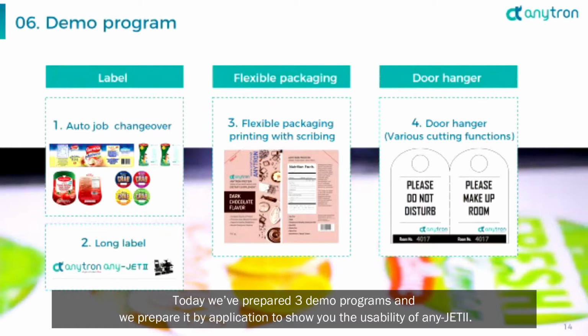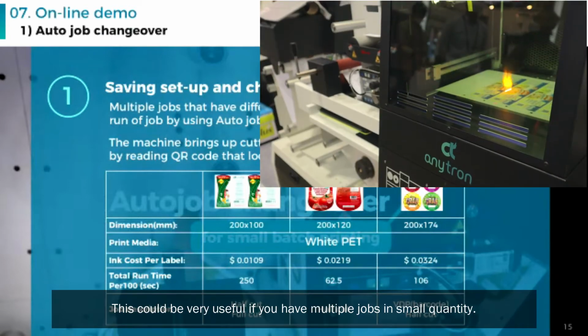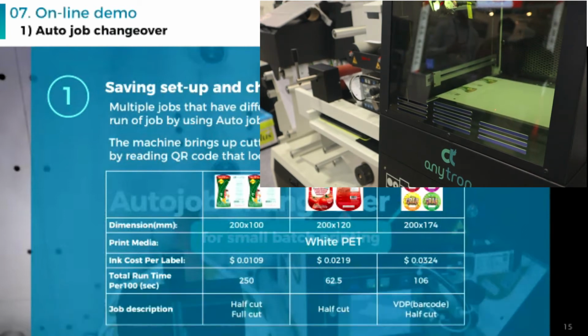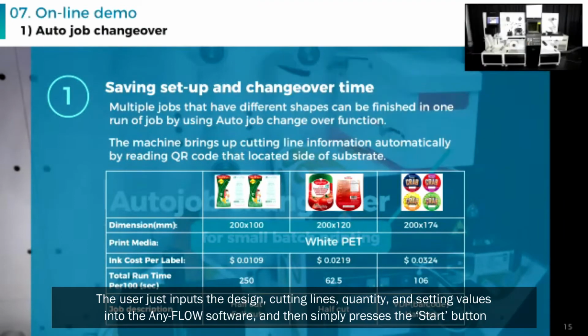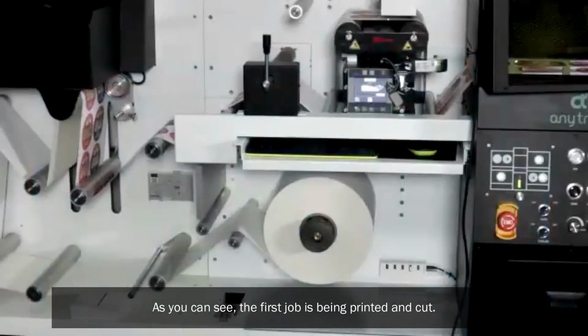Today we have prepared 3 demo programs and we prepared them by application to show you the usability of AnyJet 2. First, we are going to show you AnyJet 2's powerful function, Auto Job Changeover. This is a smart feature that automatically changes jobs without user interruption. This could be very useful if you have multiple jobs in small quantity. For each job, AnyJet 2 prints a QR code containing cutting data. And the job changeover sensor detects the data, and automatically sends it to the cutter. The user just inputs the design, cutting lines, quantity, and setting values into the AnyFlow software, and then simply presses the start button. As you can see, the first job is being printed and cut.